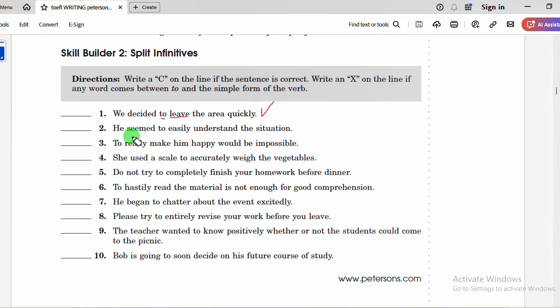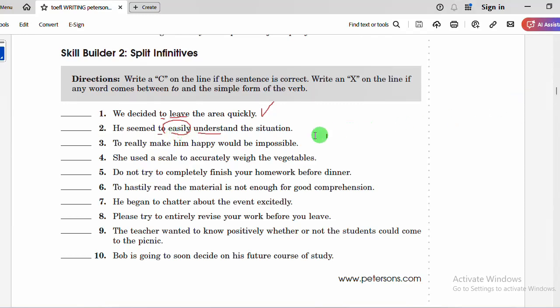The second sentence: he seemed to easily understand the situation. If you notice here, you find the adverb easily is put between the word to and its infinitive understand, causing what we call a split infinitive. We need to fix that sentence. In order to fix it, we need to move the word easily away in order not to be between to and its infinitive. So how can we rewrite the sentence in order to fix that? Let's do it together.